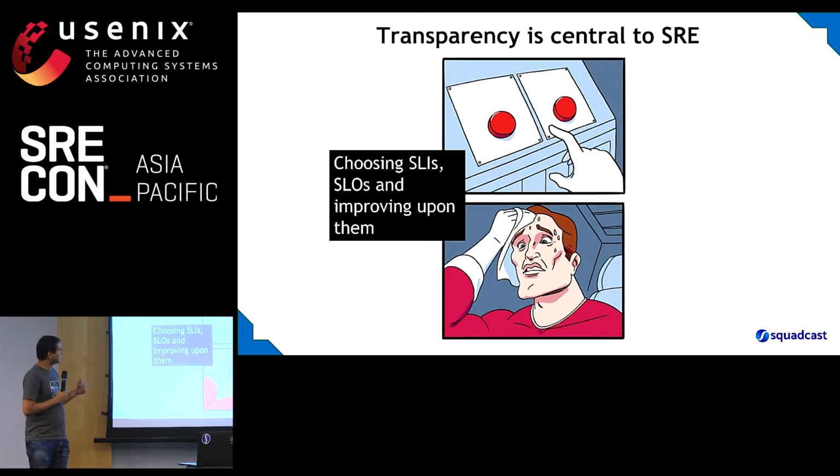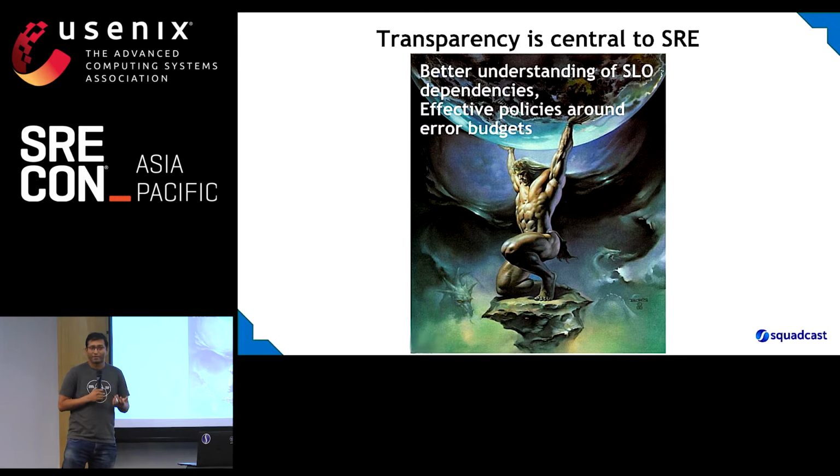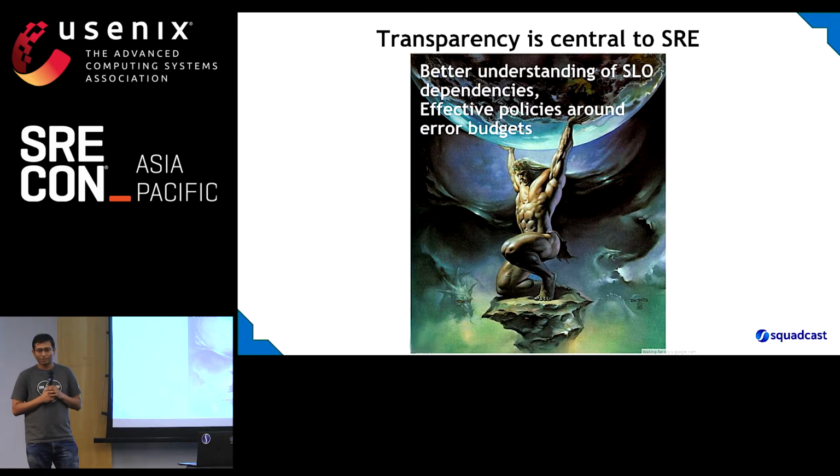Now, transparency is really central to SRE. Choosing SLIs and SLOs is part art, part science. We all know that we probably don't choose the right SLI oftentimes. So if you reveal this information across your team, it's going to be easier, because people will be able to understand whether these SLIs are the right SLIs or not. Then if you're transparent about your SLOs, you also have a better understanding of dependencies across these SLOs. You could form better policies around error budgets and how these SLOs interact with each other.